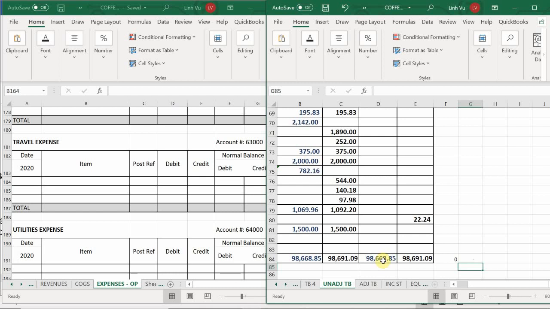So for my main accounts, I should have a total of $98,668.85 for my total debits, which matches my total main account credits of 98,668.85. Okay. Your actual debits and credits, with all the sub accounts and everything, should be a total of 98,691.09. Okay, which they both match on both ends. Okay.